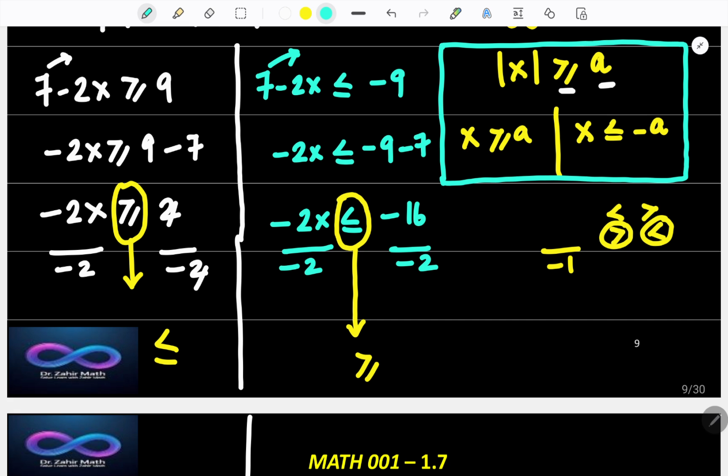So minus 2 cancels, and I will get x more than or equal to 16 over 2. The 2 gets cancelled with the minus. So what will I get? 8. So x is more than or equal to 8.